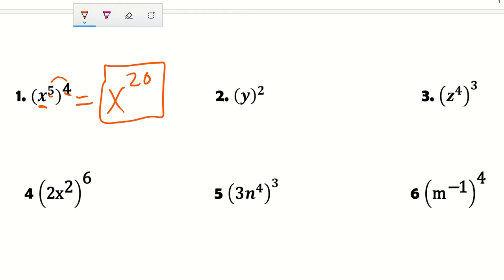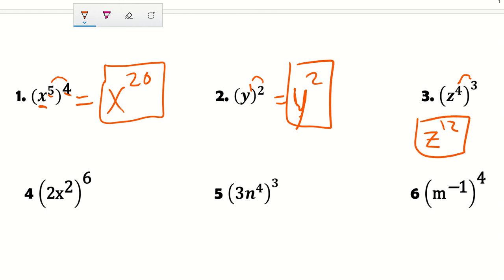Take a look at number two. Remember, we've talked about it several times that if you don't see an exponent, we know that there's a one. So I'm going to put a one just so I can see that it's there. Power to a power, we multiply. I'm going to keep the y. 1 times 2 is 2, so my answer would be y squared. Let's take a look at number three. We have z to the fourth raised to the third power, power to a power, so we multiply. 4 times 3 is 12.